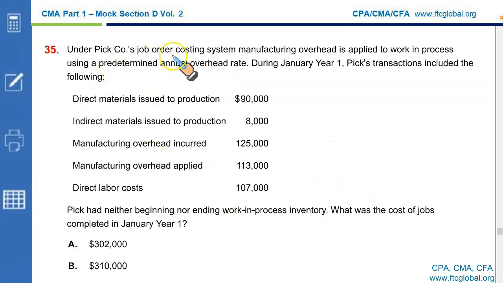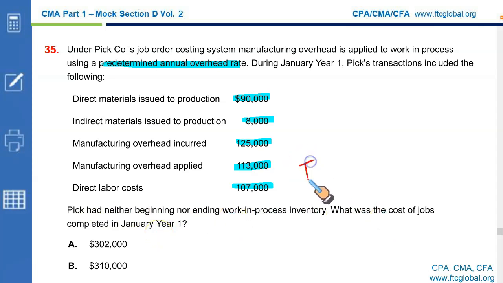Under PIC company's job order costing system, manufacturing overhead is applied to work in process using a predetermined annual overhead rate. During January year 1, PIC's transactions included the following: direct material issued to production, indirect material, manufacturing overhead incurred, manufacturing overhead applied, and direct labor cost. What are we required to calculate? PIC had neither beginning nor ending work in process inventory. What was the cost of jobs completed in January year 1?